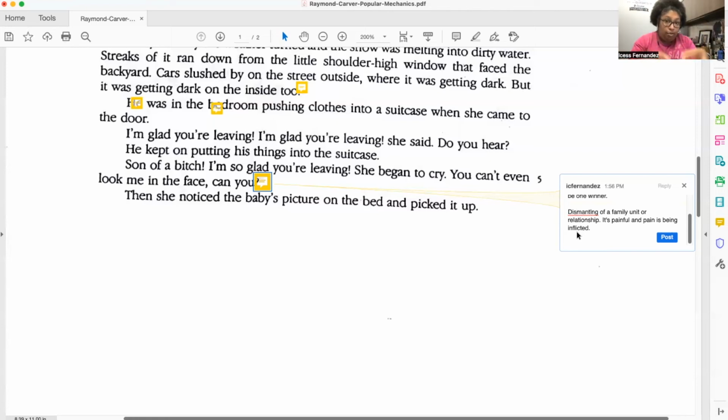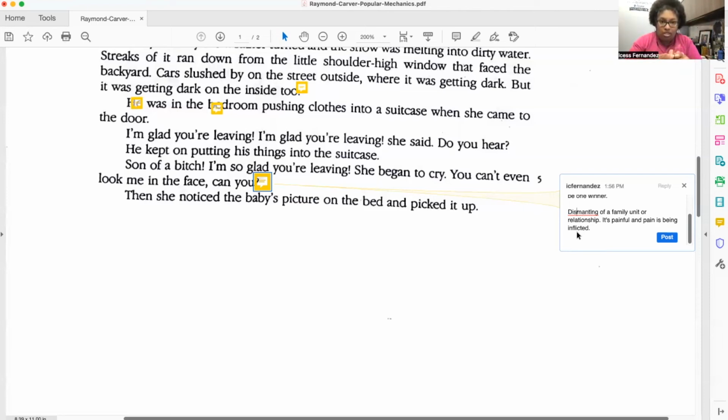The actions in the bedroom: he, one of the characters, is pushing clothes into a suitcase. The action of pushing clothes or shoving clothes. He's not folding them neatly. He's not trying to put them in packing cubes. He's literally putting his clothes in a bag. I'm out. Peace out. I don't need this anymore, right?